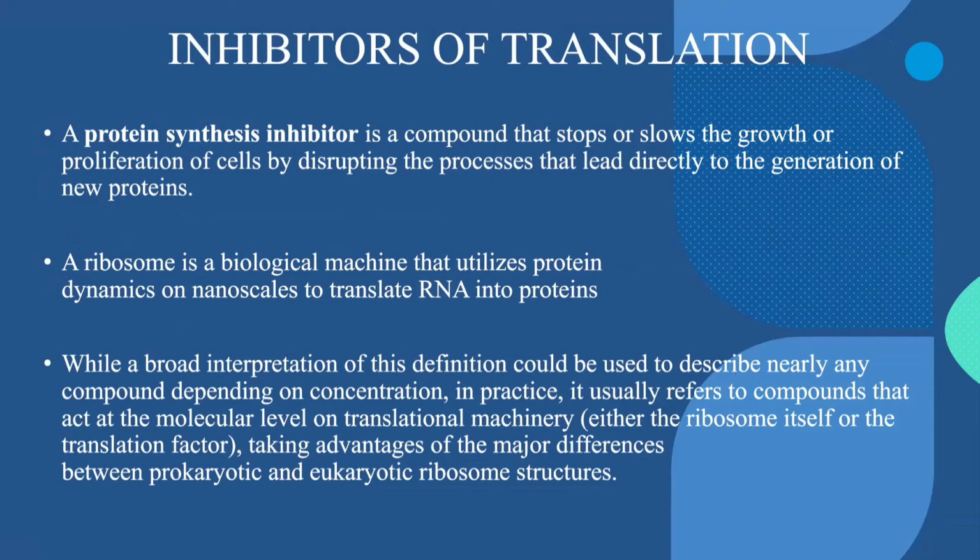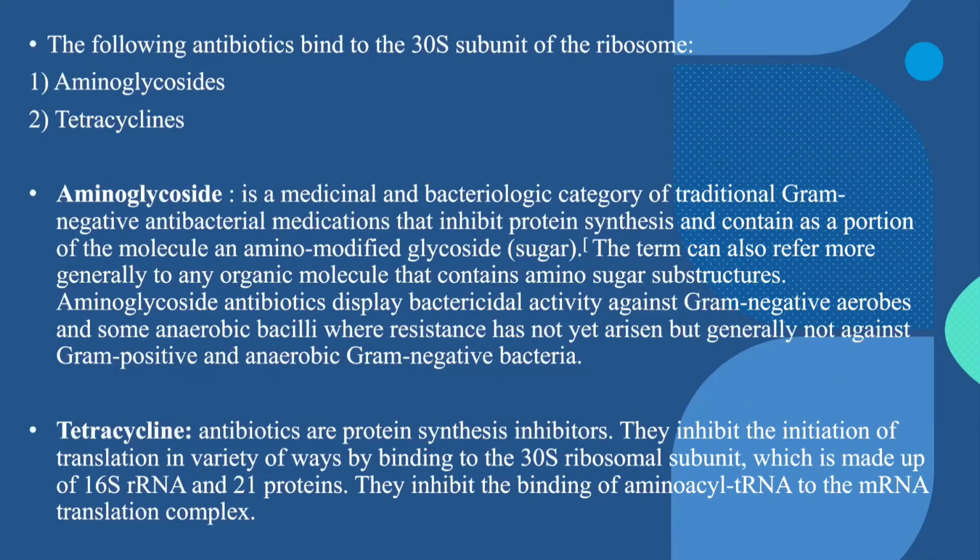Inhibitors of translation. The protein synthesis inhibitors are compounds that stop or slow down the formation of proteins. We know that the formation of protein takes place with the help of ribosomes. The ribosomes are important cell organelles for the synthesis of protein. There are two subunits of the ribosome, that is the 30S subunit, the smaller subunit, and the 50S larger subunit. So the inhibitors of translation can bind with either the 30S subunit or the 50S subunit.